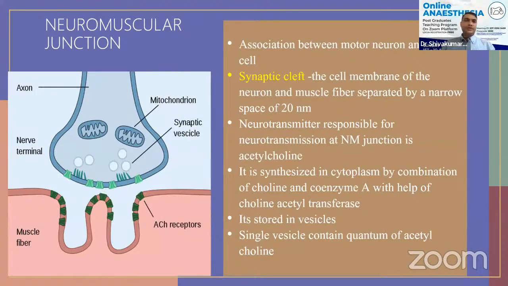So first we should understand what the neuromuscular junction is. The neuromuscular junction is the association between a motor neuron and a muscle cell. The muscle cell membrane and the neuron are separated by a very narrow space, the synaptic cleft, of 20 nanometers. The neurotransmitter responsible for neurotransmission at the neuromuscular junction is acetylcholine. It is synthesized in the cytoplasm at presynaptic nerve endings by a combination of choline and coenzyme A with the help of choline acetyltransferase. It is stored in vesicles. Each single vesicle contains a quantum of acetylcholine. This is the synaptic cleft, which is around 20 nanometers.